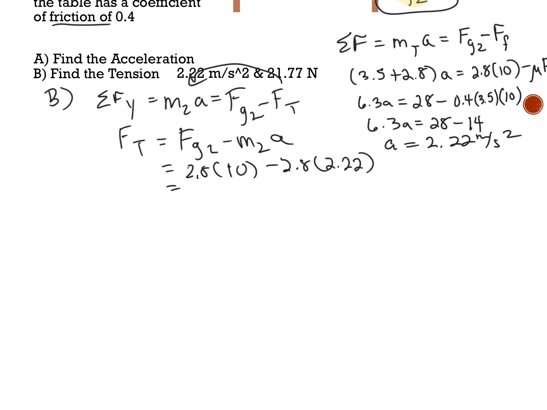Work that all out, we get 28 minus whatever, and we end up with, let's see, .78 newtons. So that's my force of tension, and sure enough, that works out for both of those. All right, so if you see what I'm doing, I'm using the idea of system for only the external forces for figuring out the acceleration, and then I use an individual block to find the tension.